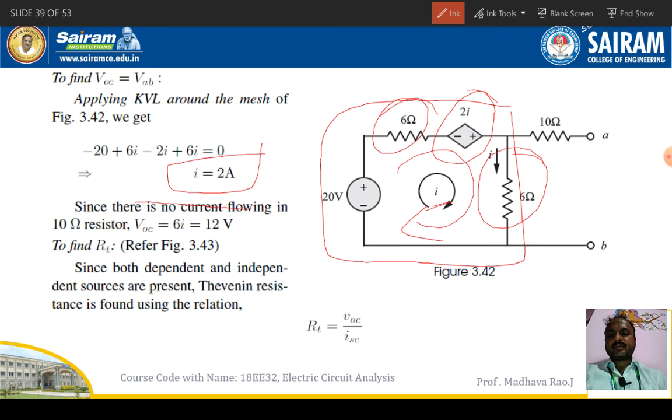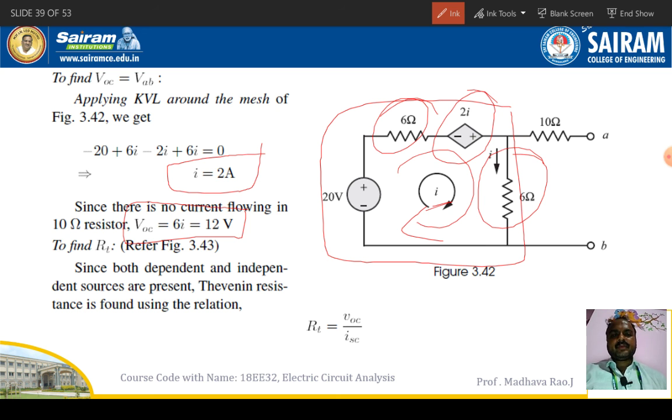So open circuit voltage is 12 volt. So current will not flow to 10 ohm resistance, that's what we will not consider. So VOC is equal to 12 volt.